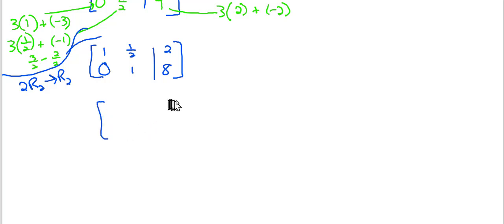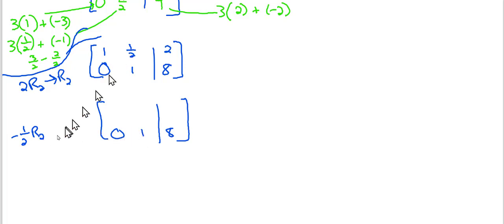Next, last thing I need is a 0 in the place of this 1/2. Meaning I'm not going to change my bottom row. I definitely don't want to change that bottom row. That tells me y equals 8. I want the top row to have a 0 here so that I can get x equals a number. I do that by multiplying the bottom row, where that 1 is, by the opposite, by negative 1/2, and adding them together, putting it in row 1.